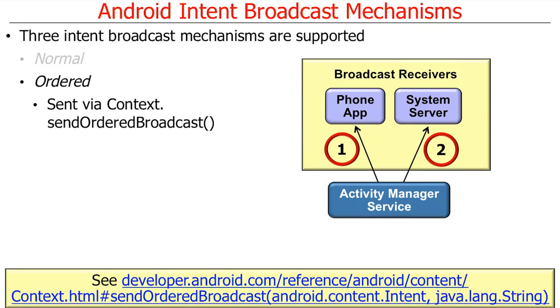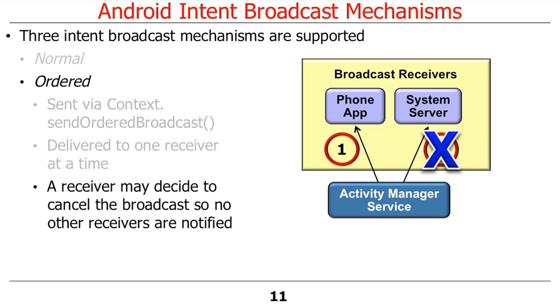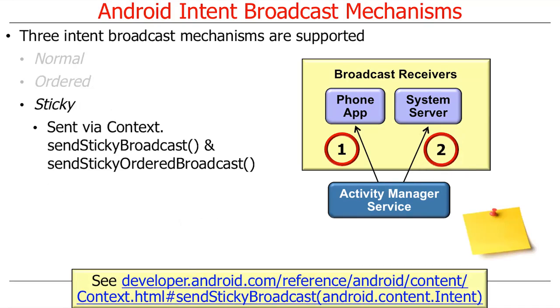The second type of broadcast mechanism is called ordered, which are sent via the context send ordered broadcast method. These are delivered by the Android Activity Manager service to one receiver at a time in some order. The order can be determined by setting priorities. A receiver may also decide to cancel the broadcast so that no other receivers are notified.